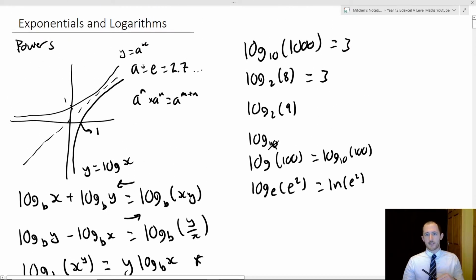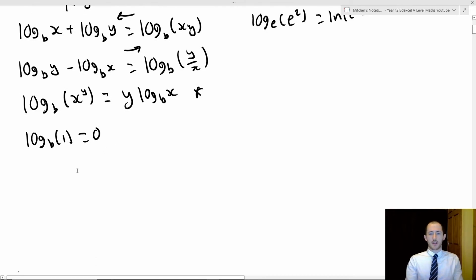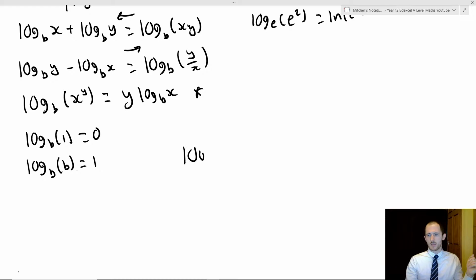Okay? And that's for the same reason as this. Anything to the power of 0 gives you 1. So vice versa, anything to the log of 1 is always going to give you 0. And likewise, if you have log of a base, that should give you 1. This should hopefully make sense. If I give you an example, if I say log base 2 of 2, I'm asking how many times do I times 2 by itself to give 2? Well, just once. And that's going to be true for any pair of numbers, so that should hopefully be okay.